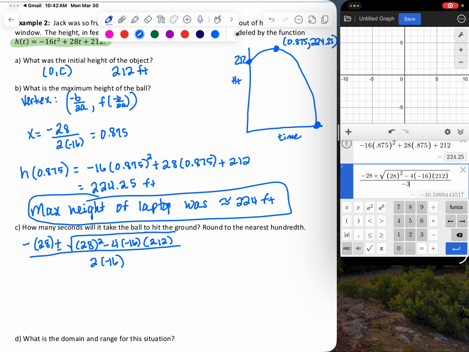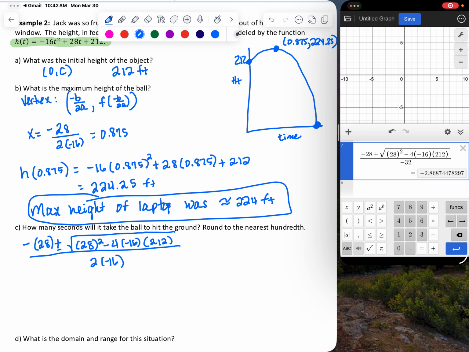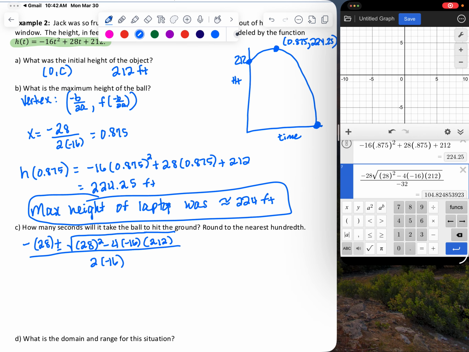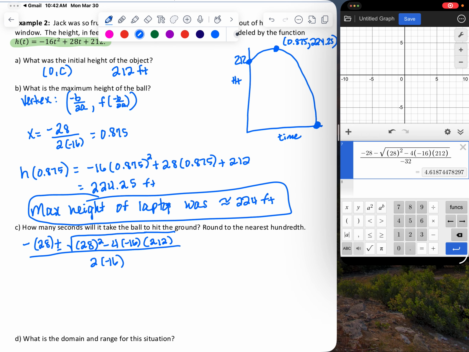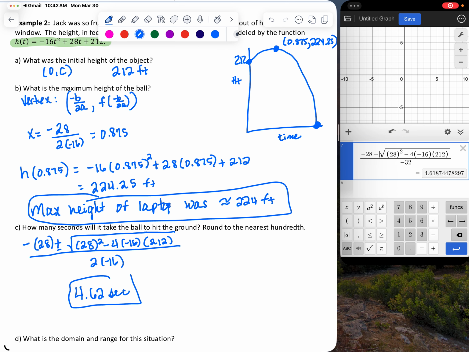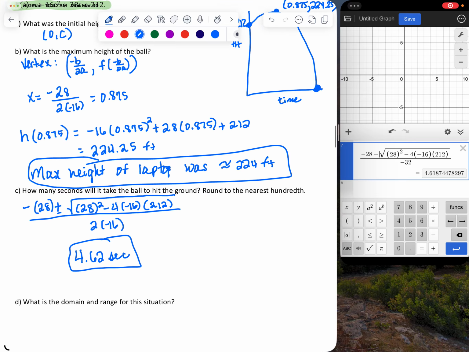Negative 32. All right, now that gives me a negative number, and I know seconds can't be negative, so I'm going to come up here and change this plus to a minus. And that gives me 4.6187 seconds, and it says to round to the nearest hundredth, so 4.62 seconds. So it will take 4.62 seconds to hit the ground.